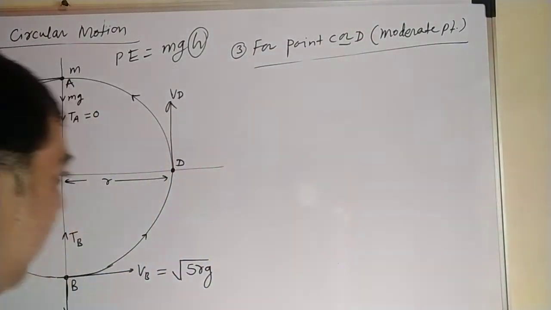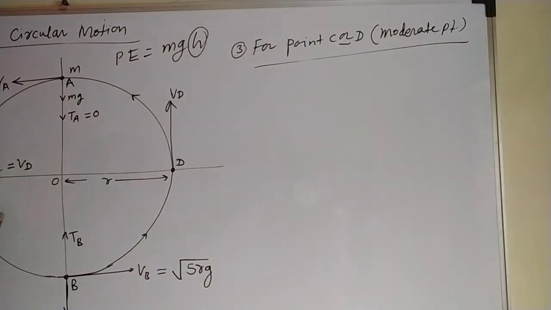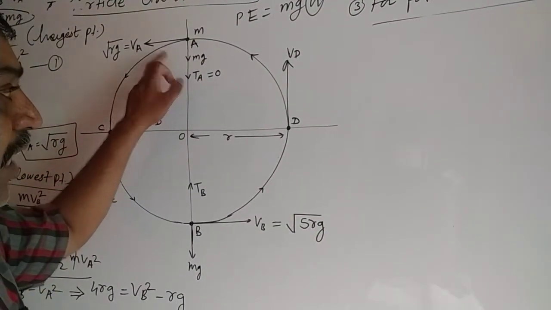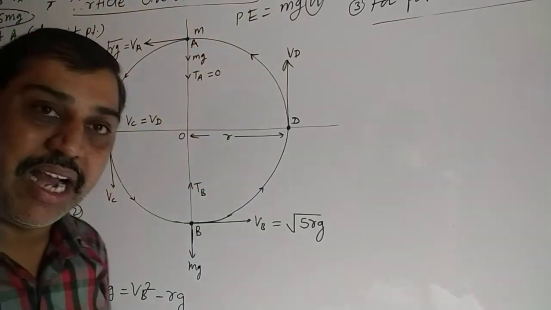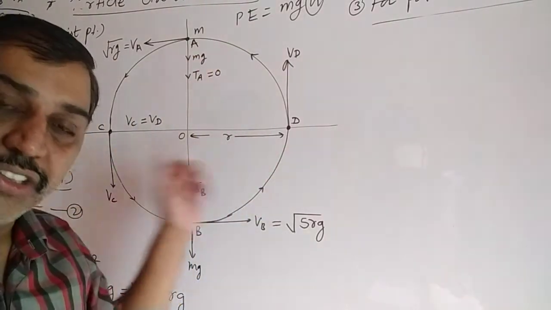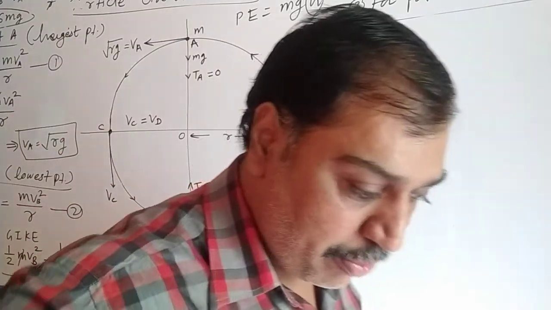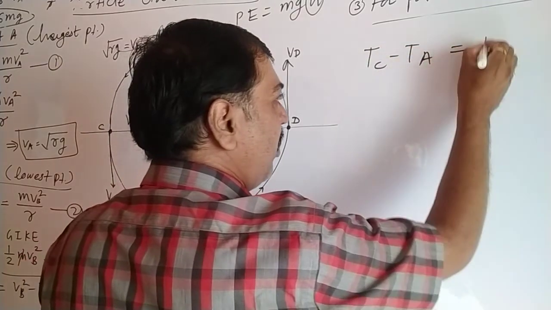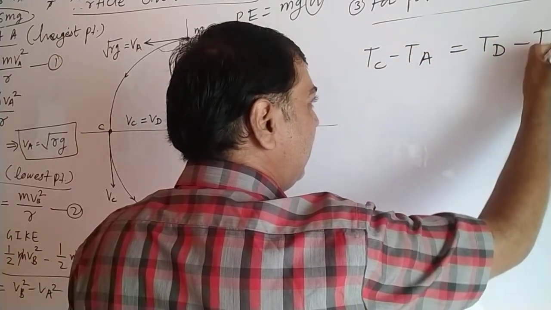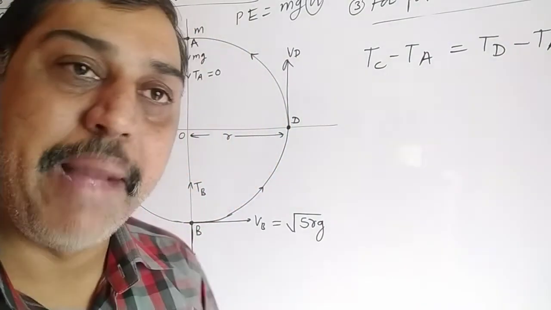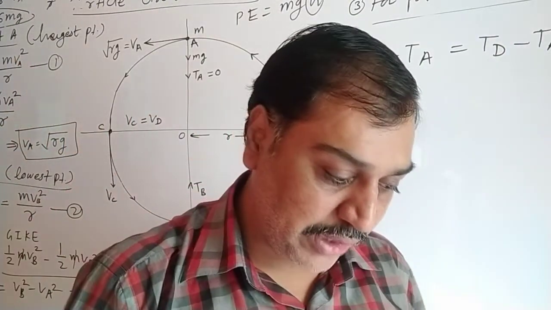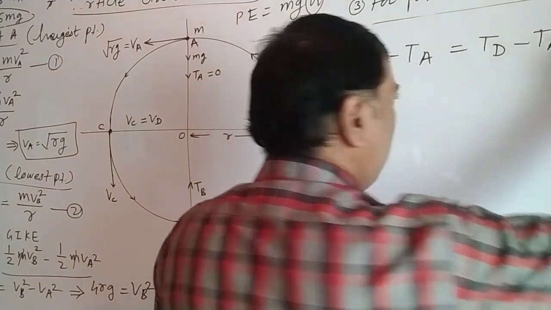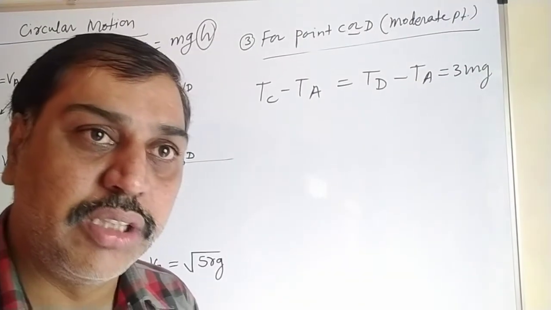From the same diagram, just look at this diagram, we can write Tc minus Ta equal to Td minus Ta. Why so? Because both are at equal height. Same thing they have done in your book, so I will write according to the book. Tc minus Ta equal to Td minus Ta, and this is equal to thrice of mg.